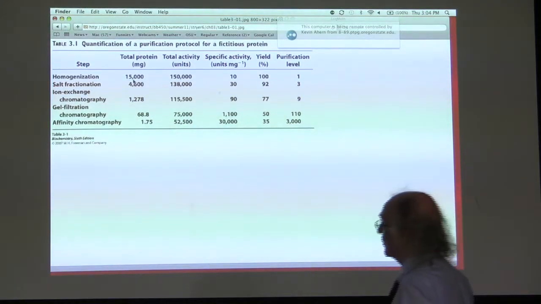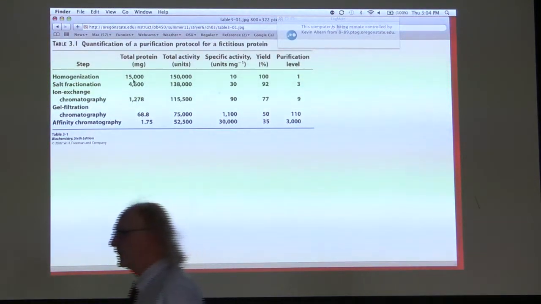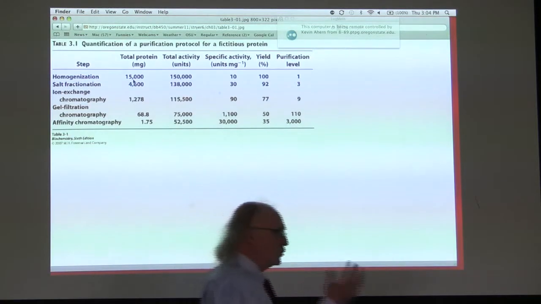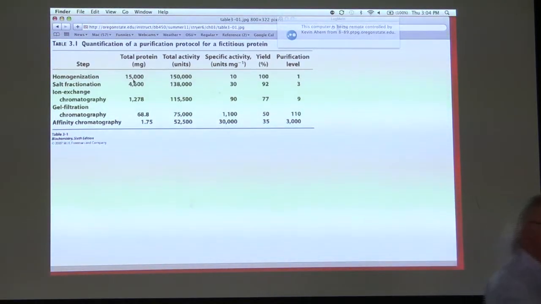Let's look at what this person started with. They took cells, they busted them open. That was the homogenation part. And when they did that, they got 15,000 milligrams of protein. And yes, it's very easy to measure how much protein you have in a sample. There are very simple methods for doing that. They took that homogenate, and they took a small aliquot of it out, and they measured how much of this reaction this thing would catalyze.